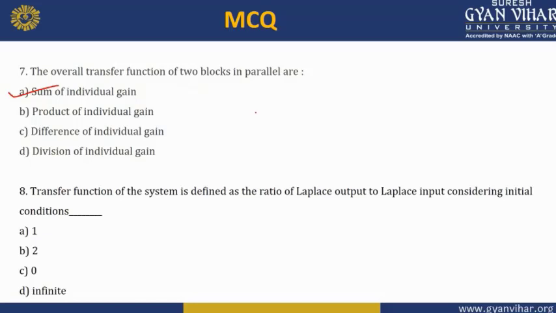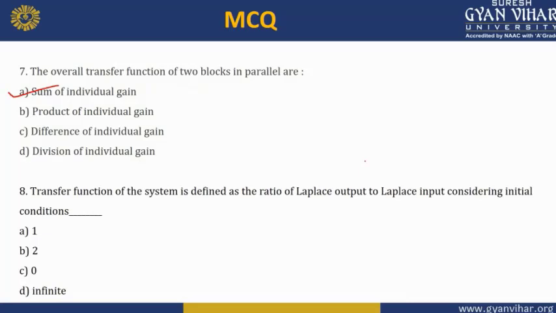In questions, it may be a misleading question, but the trick is that you have to assume the positive signs only. Don't use the negative signs. Now the eighth question is that the transfer function of the system is defined as the ratio of the Laplace output to the Laplace input considering the initial conditions. The transfer function is defined as the Laplace output to the Laplace input. That is the CS upon RS.